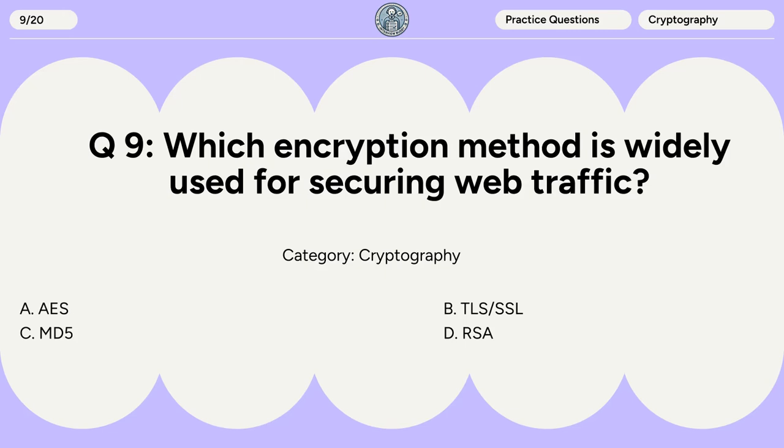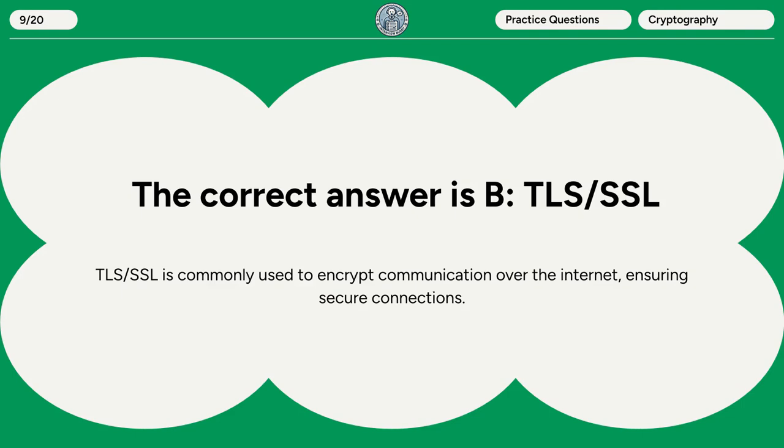Question 9. Which encryption method is widely used for securing web traffic? A. AES. B. TLS/SSL. C. MD5. D. RSA. The correct answer is B. TLS/SSL. TLS/SSL is commonly used to encrypt communication over the Internet, ensuring secure connections.